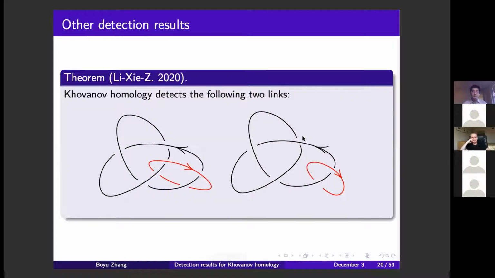And if we also consider the bigrading of Khovanov homology, then in a joint work with Jiankun Li and also with Yi Xie, we proved that the Khovanov homology as a bigraded linear space detects the following 2 links. And both links are given by a combination of a trefoil and an unknot. And in fact, both of them have Khovanov homology with rank 12.